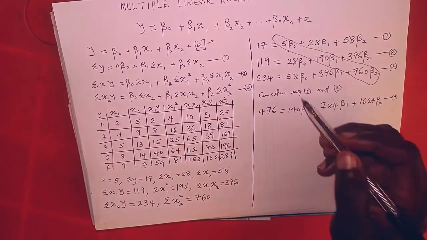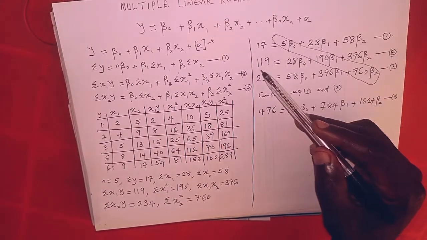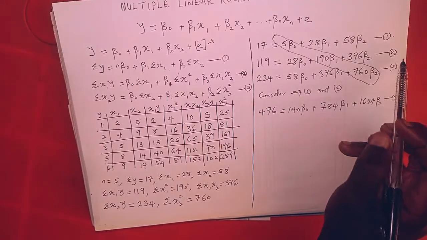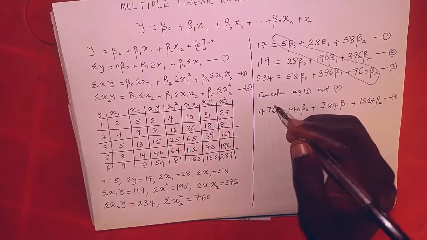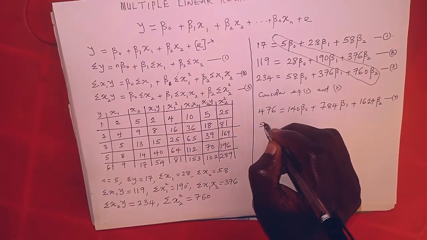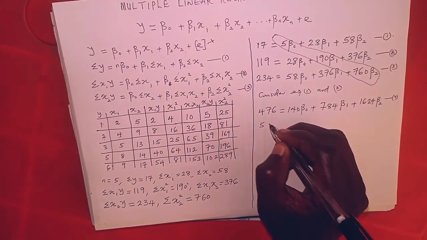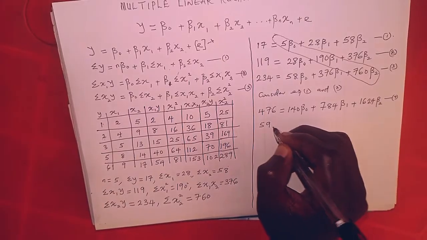Now, the coefficient of beta naught in equation 1, we are going to use it to multiply the whole of equation 2. So 119 multiplied by 5. 119 multiplied by 5 will give us 595.